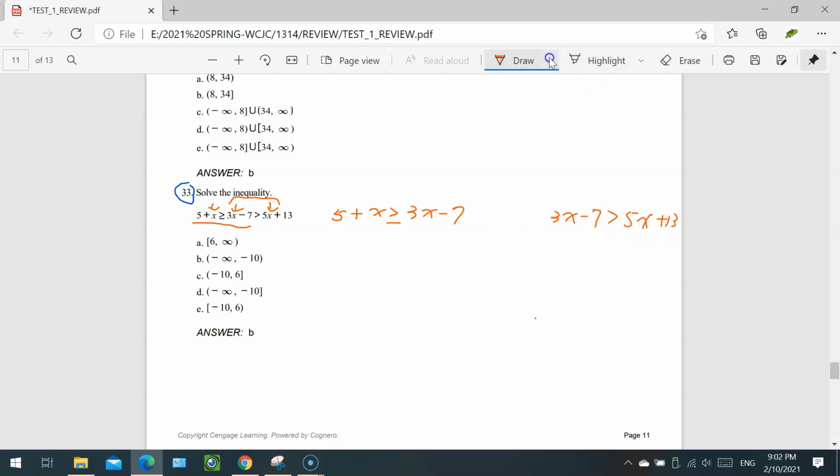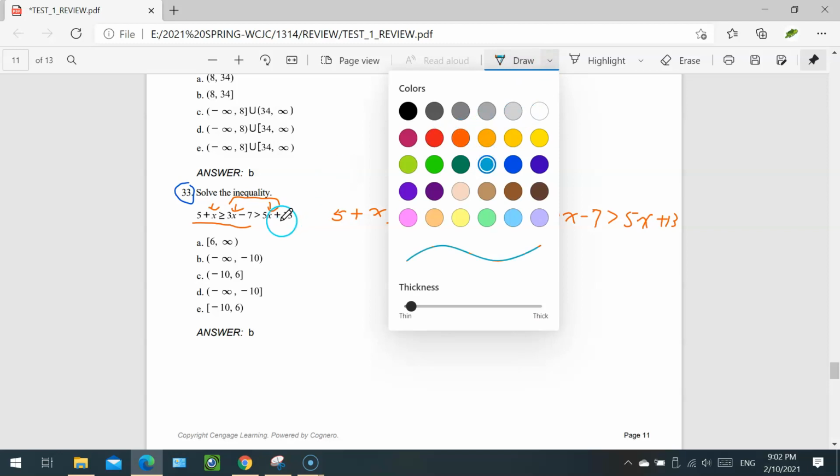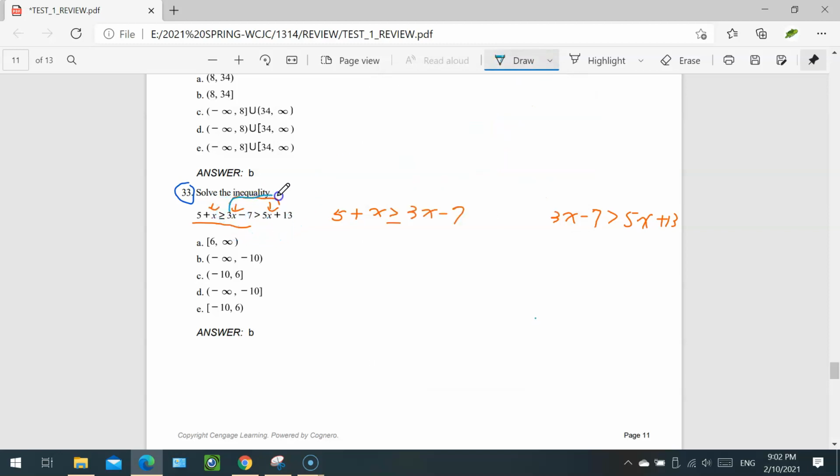So I group these two: 3x minus 7 greater than 5x plus 13. Now we put the "and" in between, because the original inequality has three different intervals but they come together. So we don't put an "or" here, we put an "and". Now we solve for it.